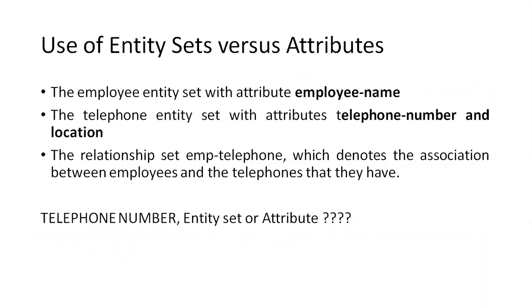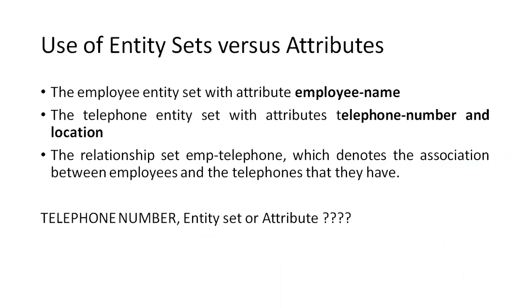Now there may be some situations where we will be in confusion whether, for a particular thing, we should consider it as an attribute or as an entity set. Such a confusion, such a problem, such an ambiguity is to be removed. This is called a design issue. Let us see the example.